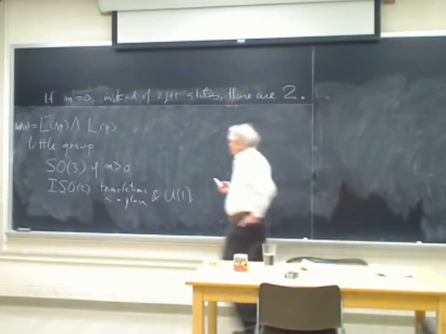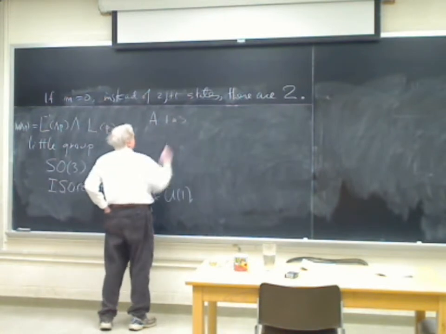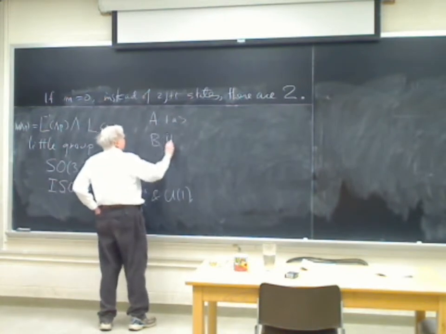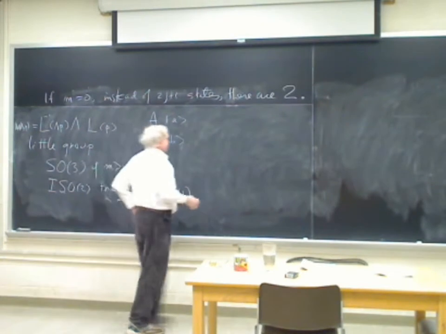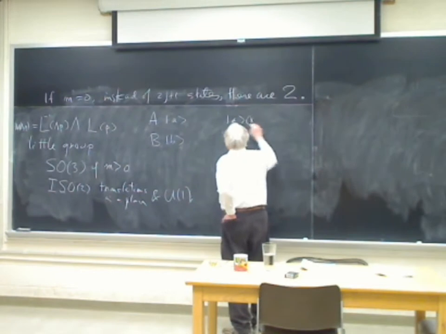In other words, these are things like this. Suppose you have an operator A that acts on states A, and an operator B that acts on states B, and now you can form something like this.